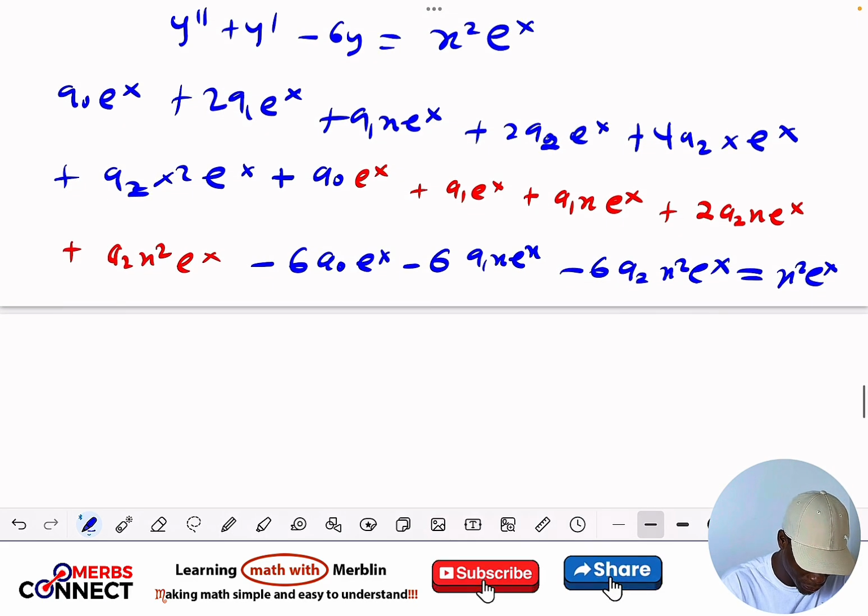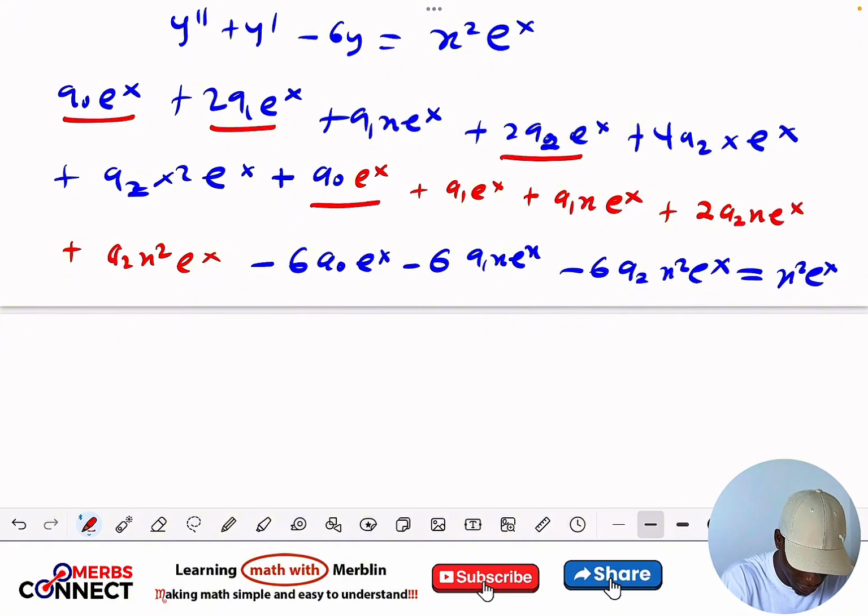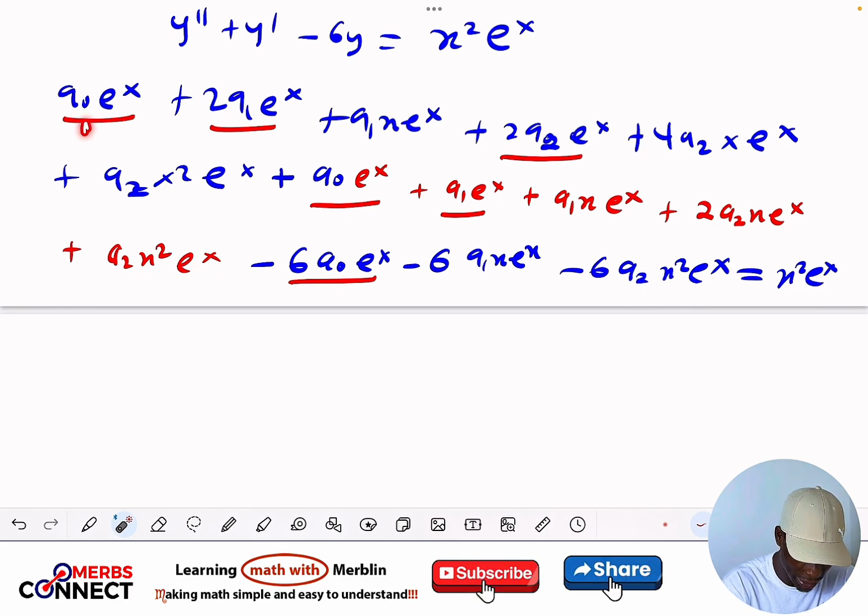So let's do that. All the ones with just a constant and e to the power x, let us underline them. We have this one here, this one here, another one again, another one here, another one here, and another one here. So we are going to combine all those with red. So this, and I can see that I can even add this and this, right? So let me add this and this. Can I add another one again?